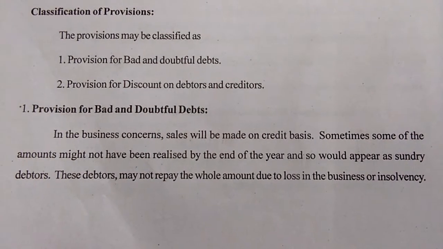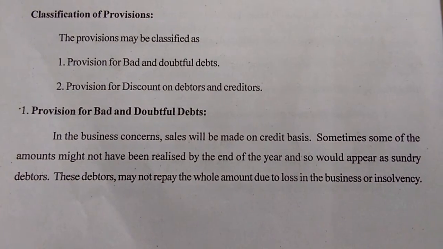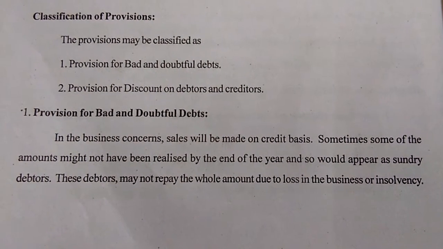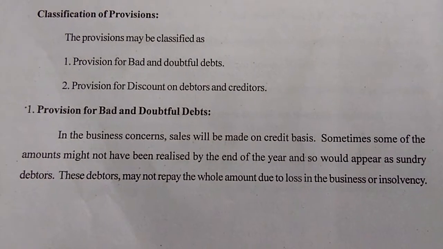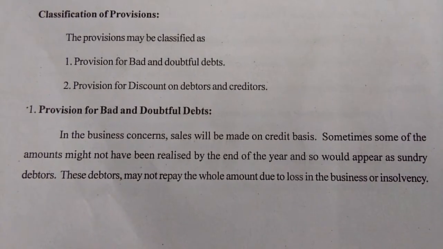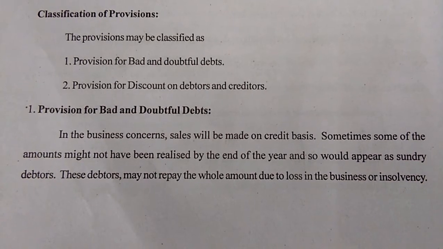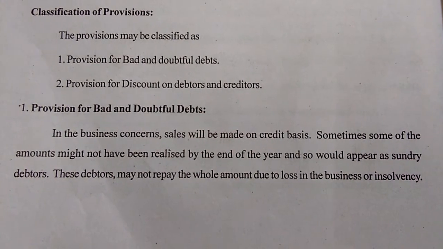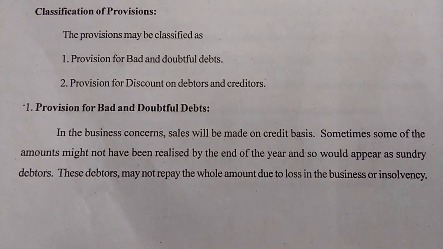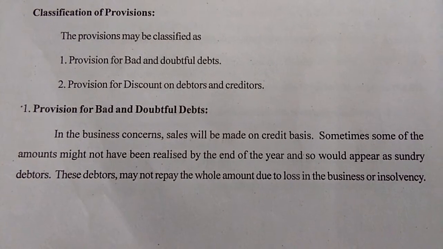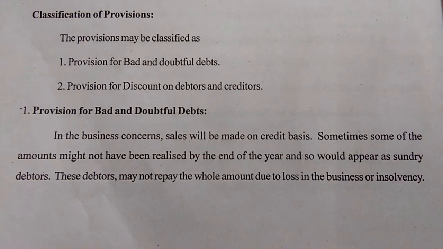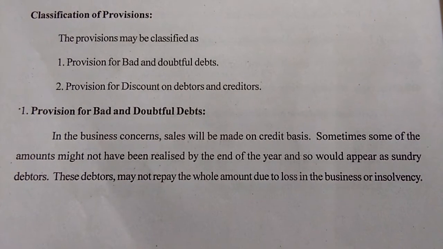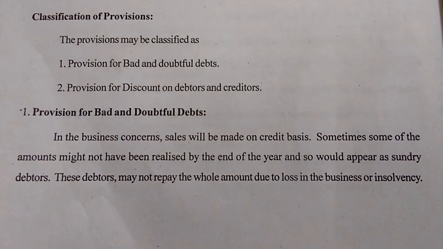In the business concern, sales will be made on credit. Sometimes some of the amounts might not have been realized by the end of the year and so would appear as sundry debtors. These debtors may not repay the whole amount due to loss in the business or insolvency.